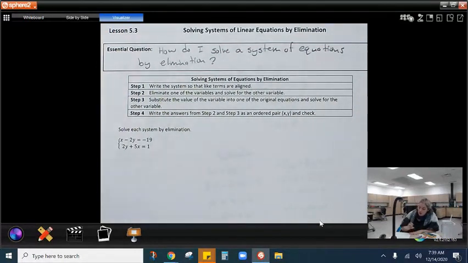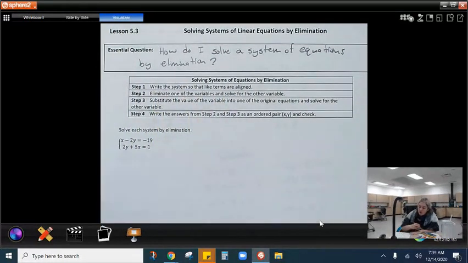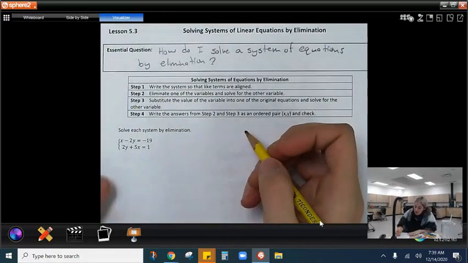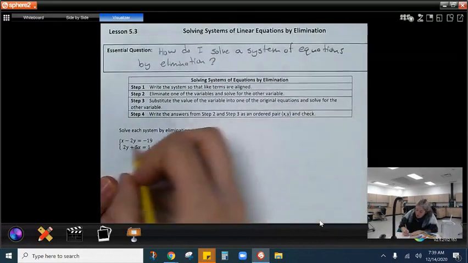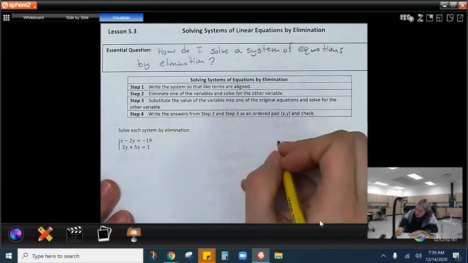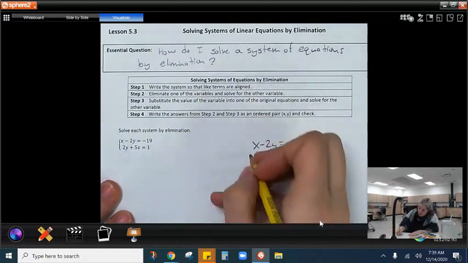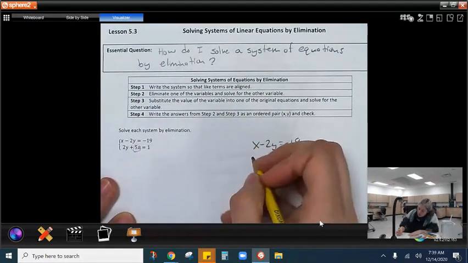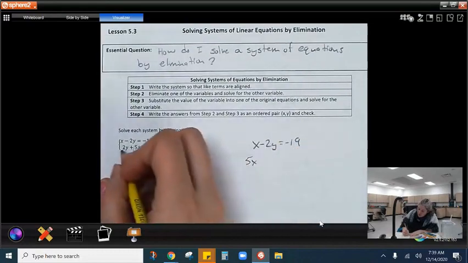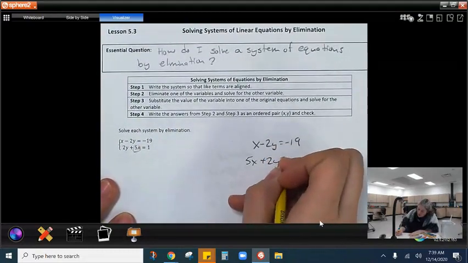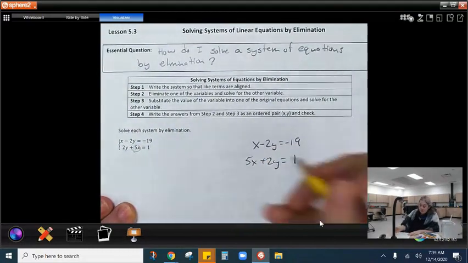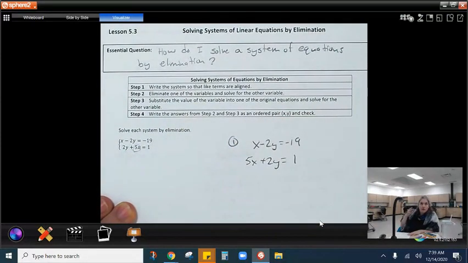So the first step, we want to write the system so that the like terms are aligned, so that they're on top of each other, all right? So I'm going to rewrite this one, for example. Actually, let's do x's first. So x minus 2y equals negative 19, which means I need to write this x first as well. So it would have 5x, and then I have a positive 2y there, and it equals 1. So that's the first step. Write them on top of each other.